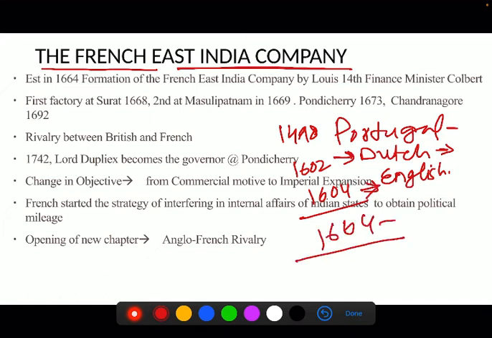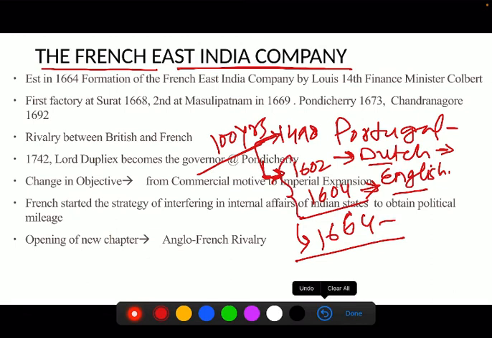So what is the reason? We have seen the reason why it took 100 years: Dutch and English were not as powerful as Portuguese in the case of naval power and shipbuilding. But France also became powerful around 1600. So what happened that she was not able to come to India at this point of time, and why did it take 60 years?